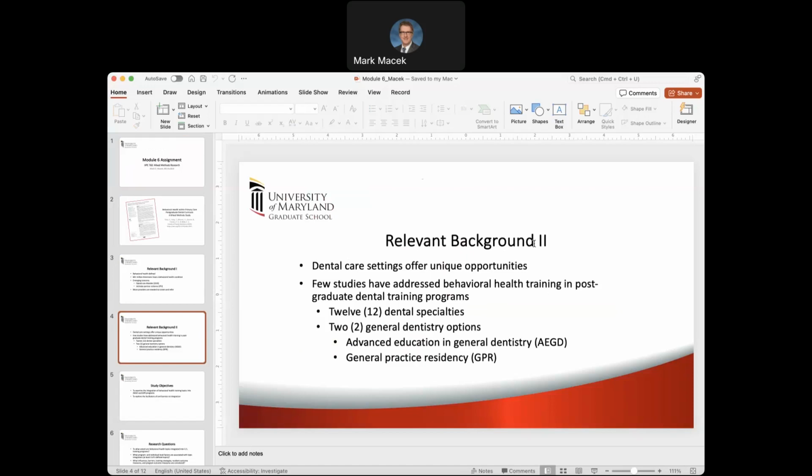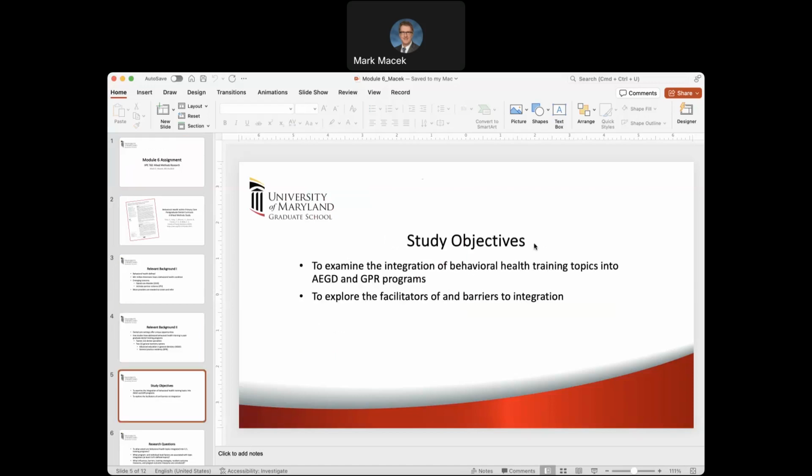These programs are frequently located in teaching hospitals or federally qualified health centers, settings where numerous referral options for behavioral health treatments exist. Of all these residencies, the AEGD and GPR options are the most common among dental school graduates. The aims of the study were to examine the integration of behavioral health training topics into AEGD and GPR programs, and to explore the facilitators of and barriers to integration of such training.